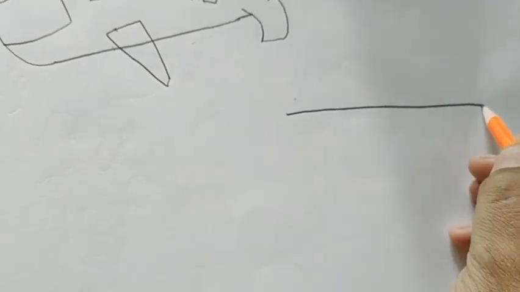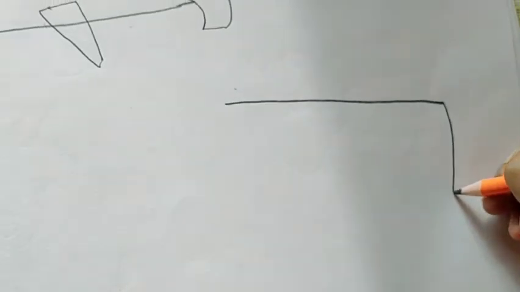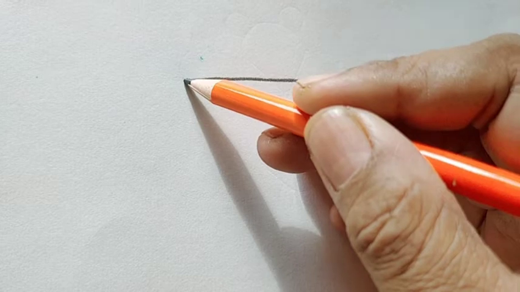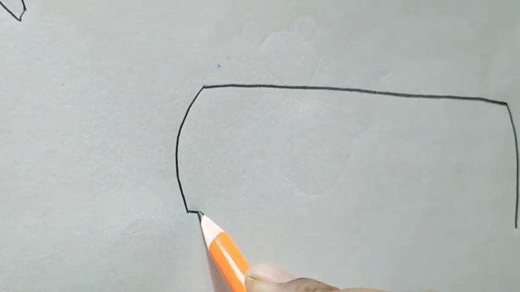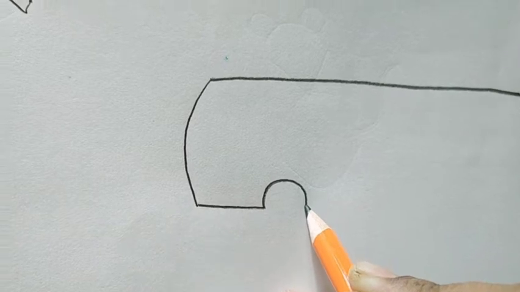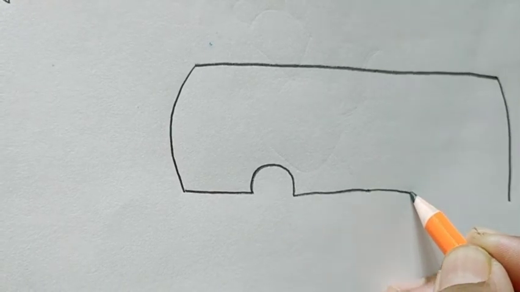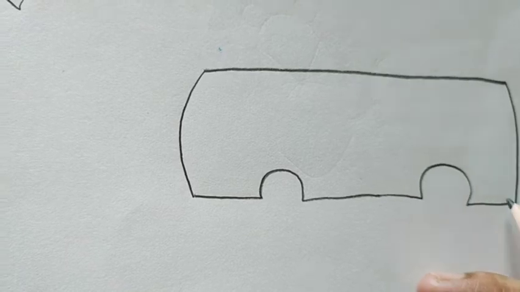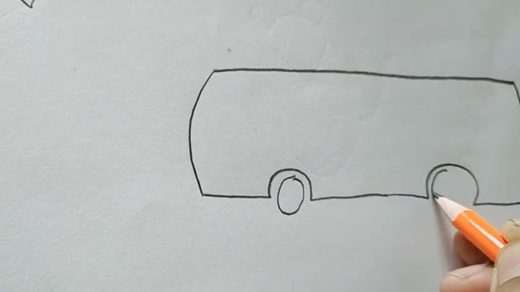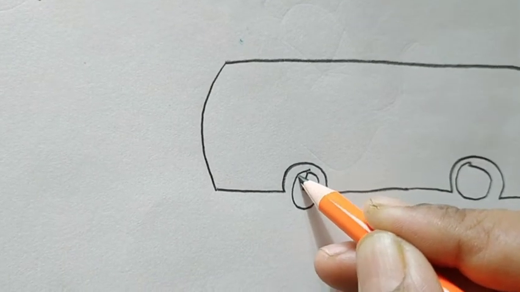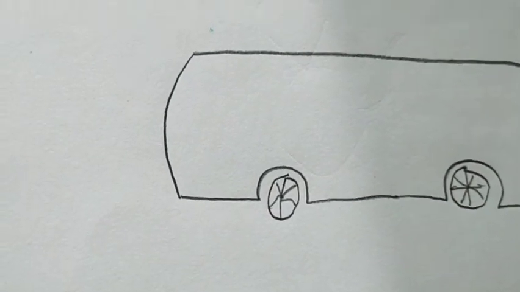So here make one slipping line like this. After that, from here make one standing line, then from here make one curve line, not standing line, okay, then slipping line, upside-down U, again slipping line, then upside-down U and slipping line and join it. Now here draw two circles. Bus ke wheels, bus kaise chalegi, and inside draw line, standing line, slipping line, slanting line.